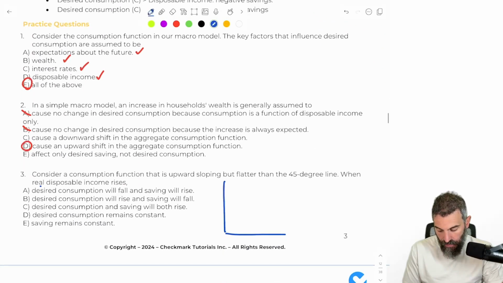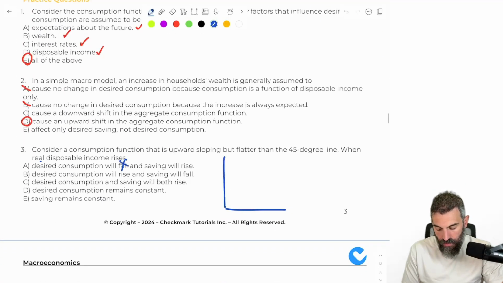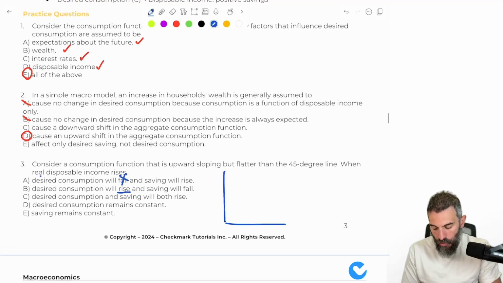Which one says that? Desired consumption will fall? No. Desired consumption will rise? Yes. Desired consumption and savings will both rise. Desired consumption remains constant. So what will happen here? The answer is that they will both rise.